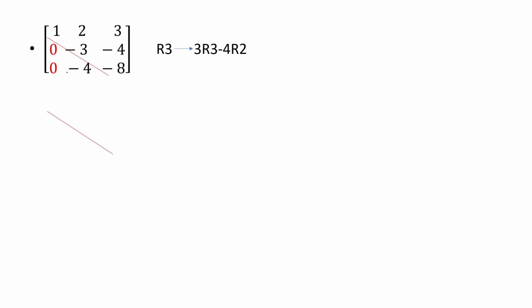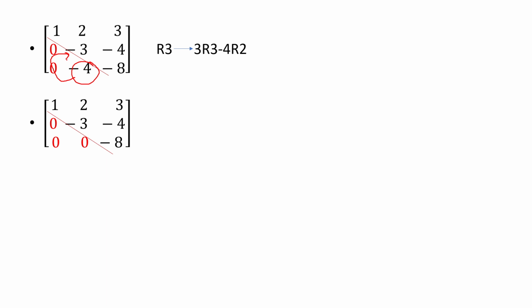To get the upper triangular form, we are only left with this element, that is minus 4. We have to convert minus 4 to 0, and for this purpose I will be using the base diagonal element minus 3. Using the minus 3, I will make the third row element minus 4 to be 0. The row operation I used here is R3 goes to 3R3 minus 4R2, such that it becomes the upper triangular form.